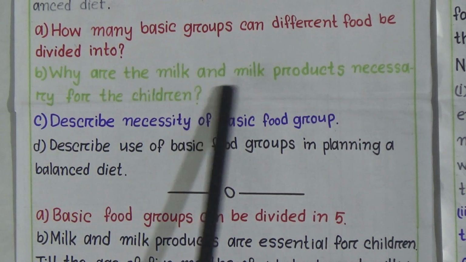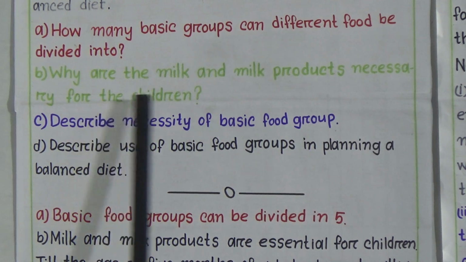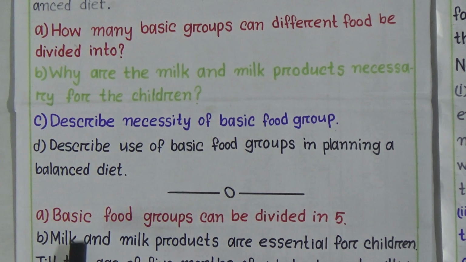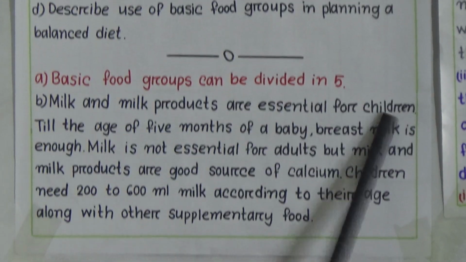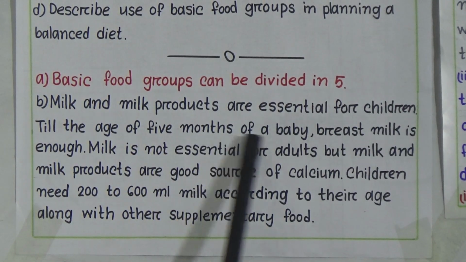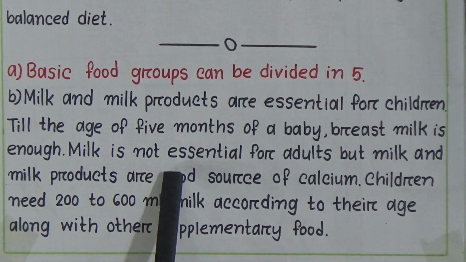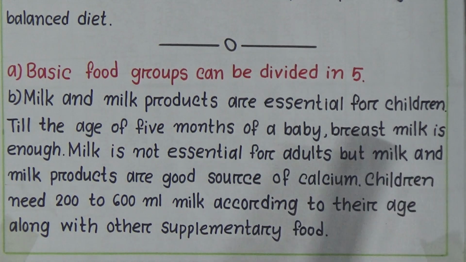Why are the milk and milk products necessary for the children? Our answer is, milk and milk products are essential for children. Till the age of 5 months of a baby, breast milk is enough. Milk is not essential for adults, but milk and milk products are a good source of calcium. Children need 200 to 600 ml milk according to their age, along with other supplementary food.